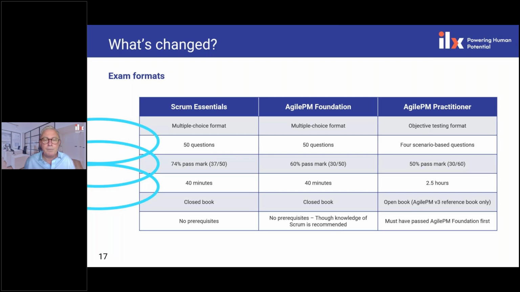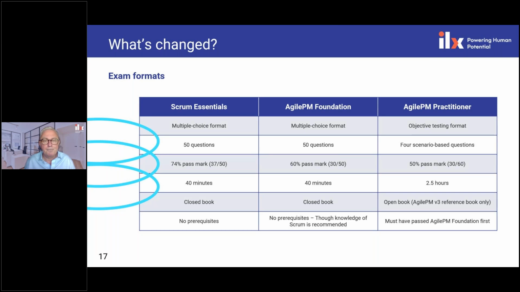Agile Project Management Foundation is, again, multiple choice. It's 50 questions. It's a 60% pass mark, 30 out of 50. And again, very doable. It's 40 minutes. It's closed book. There are no prerequisites, but we strongly recommend having a knowledge of Scrum, which is why with our foundation course and or practitioner, the Scrum Essentials e-learning is going to be invaluable. As mentioned, some businesses may prefer that Scrum Essentials be taken as classroom, though you may already have Product Owner or Scrum Master.